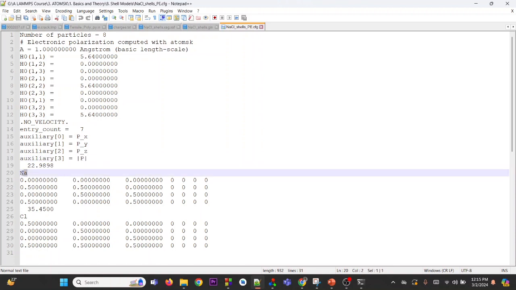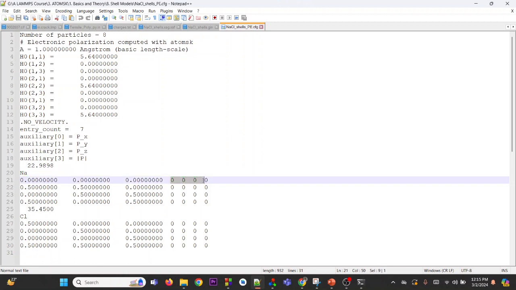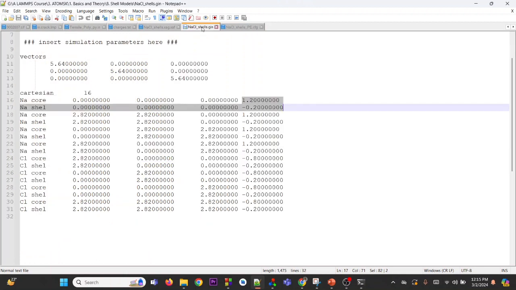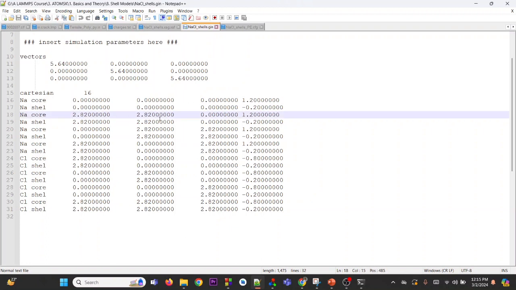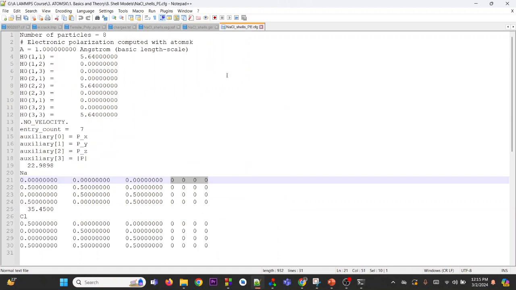So in the case of sodium, the first 3 columns indicate the position of the atoms, and the rest of the 4 columns indicate information about the polarization. Since in our structure the core and the shells are in the same positions, polarization did not occur here. But if you change the position of the core and the shells, that means you separate the core and the shells, then you will see that there will be a value for the polarization of the structure. So this is the main basis of today's lecture.